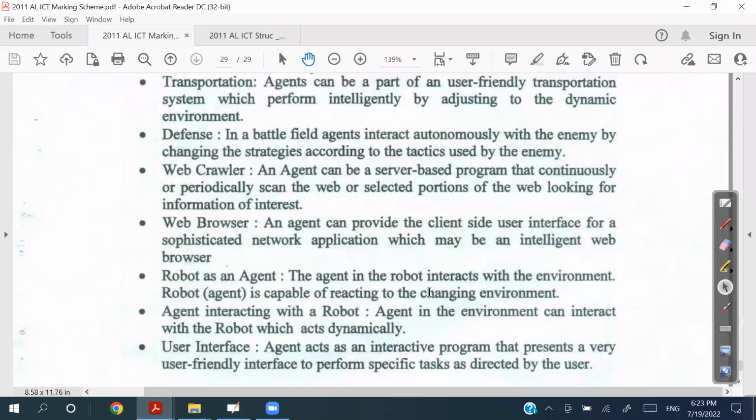And we can put an agent in a web browser as well. An agent can provide the client-side user interface for a sophisticated network application, which may be an intelligent web browser, right? So, it will help to deal with the sophisticated network.